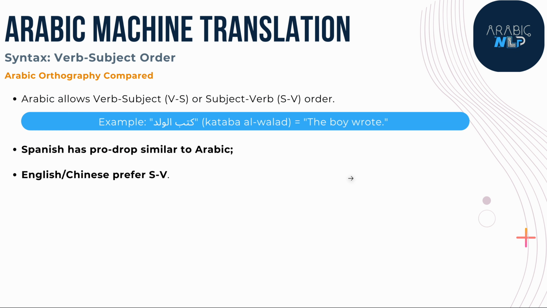And lastly, we have the syntax in this comparison, focusing on verb-subject order, since Arabic syntax allows flexibility with the order of subject and verb, meaning we can have both verb-subject and subject-verb. Okay. So for example, this كتب الولد, the boy wrote, it can be verb-subject and subject-verb. Okay.